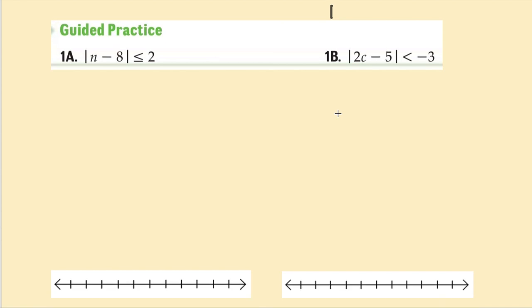All right, so let's look at a couple more examples of how to do this. How do we continue to solve these? So let's look at this one first. We'll just do two examples in this video. We have the absolute value of n minus 8 is less than or equal to 2.